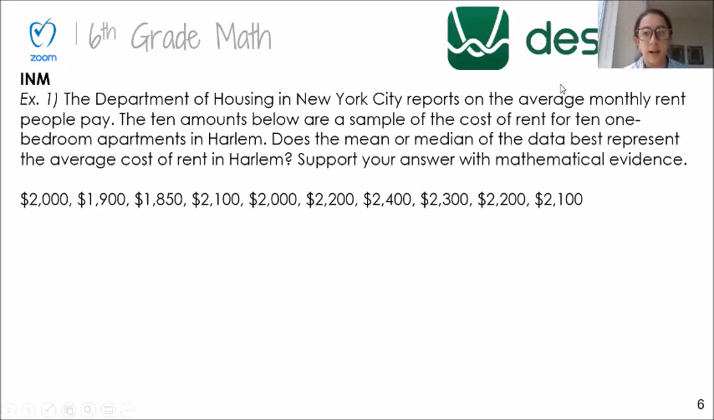Let's look at an example together. It says the Department of Housing in New York City reports on the average monthly rent people pay. The 10 amounts below are a sample of the cost of rent for 10 one-bedroom apartments in Harlem. Does the mean or median of the data best represent the average cost of rent in Harlem? Support your answer with mathematical evidence.